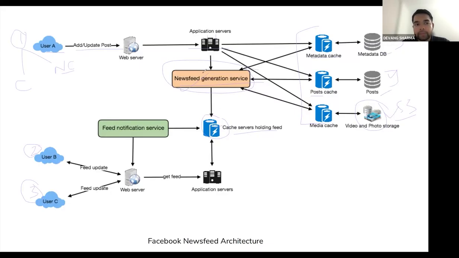Coming back, if I'm a non-celebrity user, the moment I have posted it, I would get a response with a particular post ID, so I can see it on my timeline or my profile page. Now, how would my followers see it immediately? Once it is successfully posted, it will be pushed to the newsfeed generation service for my followers. It will be pushed in the cache, it will go to the feed notification service, and let's say user B and user C are my followers. Immediately, user B and user C will see my post in their feed after this upload. Is this flow crystal clear to all?